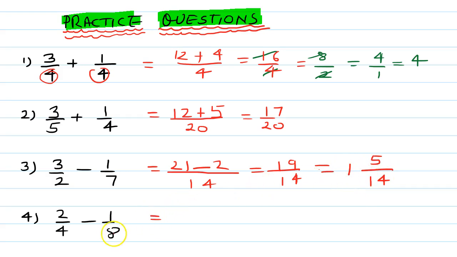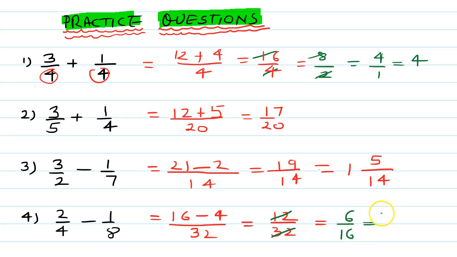Okay, so let's see this one. 8 times 2 is 16, 4 times 1 is 4, and 4 times 8 is 32. So 16 take away 4 is 12, 12 over 32. If you do half of 12, half of 12 is 6, and half of 32 is 16, right? Again, half of 6 is 3 and half of 16 is 8, so you can cancel it. So nice and easy, you can get all these answers.